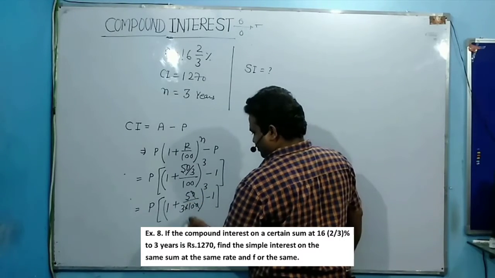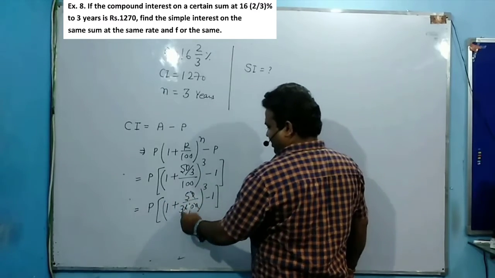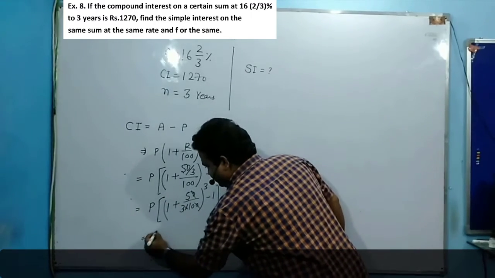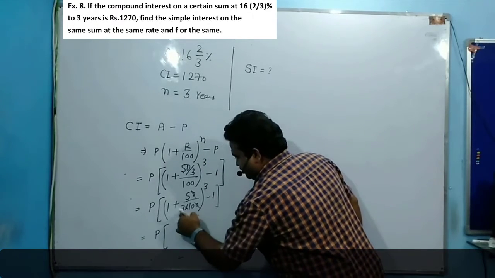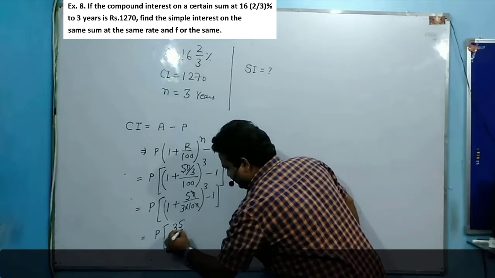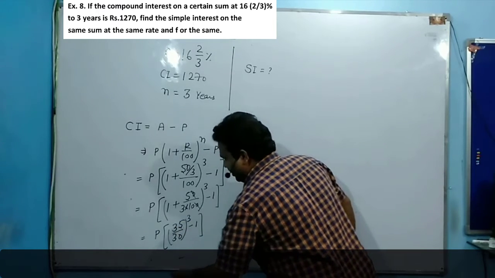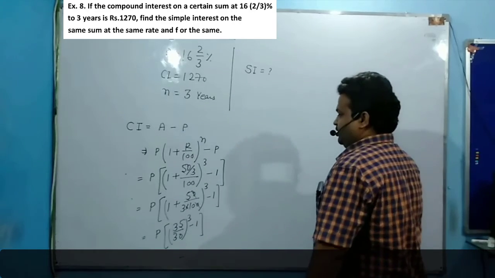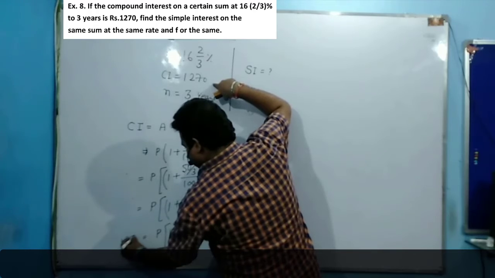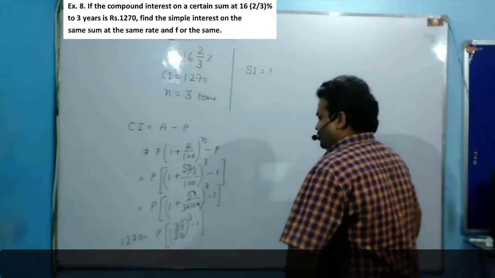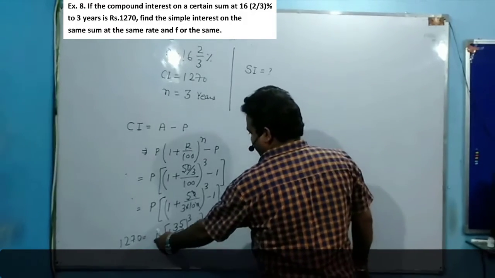Now this is gone. So 5 by 30, so 30 plus 5, 35 by 30. So your CI is what? P times (35 by 30 raised to the power 3, minus 1). Okay, fine. And this CI is given to you. This is 1270.